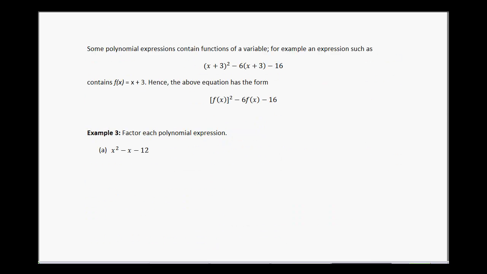Some polynomial expressions contain functions of a variable. For example, an expression such as x plus 3 squared minus 6 times x plus 3 minus 16 contains f of x equals x plus 3. Hence, the above equation has the form f of x squared minus 6 times f of x minus 16. So instead of having a variable, we can have a variable function. Let's look at some examples.